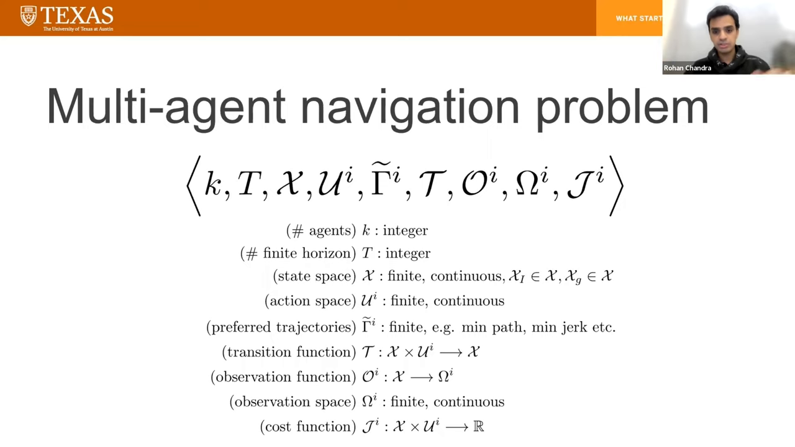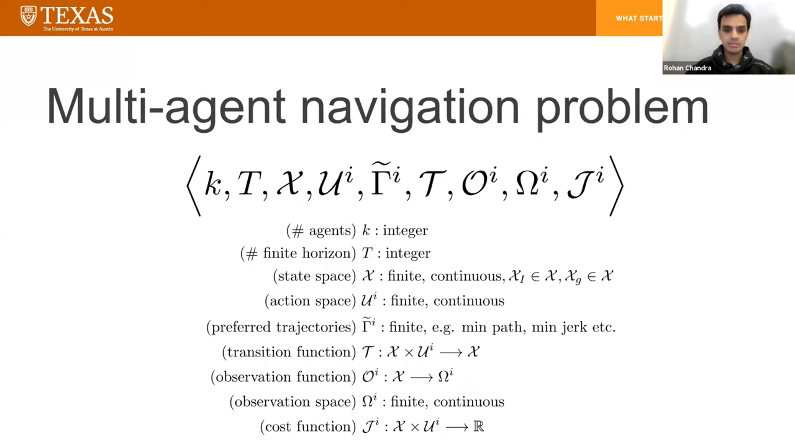So the tuple that I'm showing on this slide, or the navigation problem that I'm going to explain here, is perhaps as general as you can get. And this is a very general navigation problem from first principles. And so this is a good starting point. Starting from here, I'm going to then define what social navigation is going to be. So let's first start with multi-agent navigation. So multi-agent navigation can be described by this tuple.